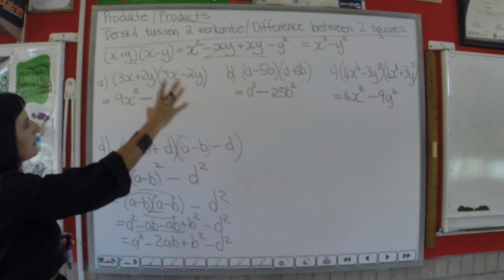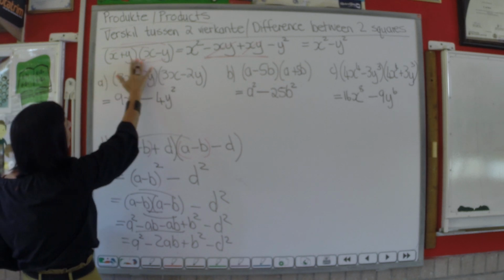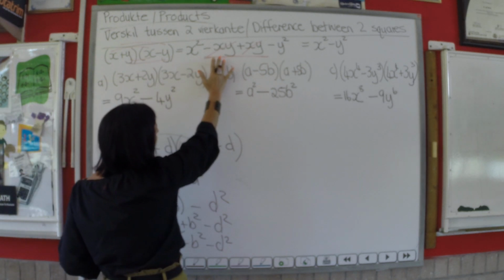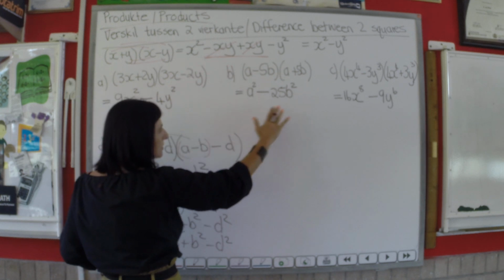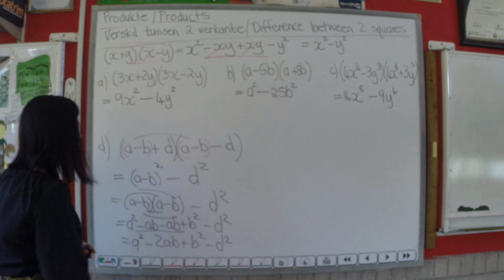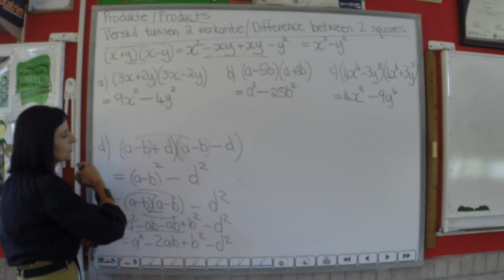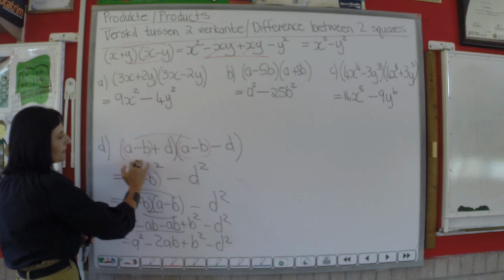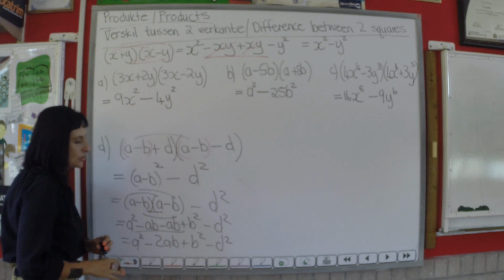Kom ons kyk mooi. As ek hierdie goedjies herken, hoef ek nie al daai werk te doen nie, dan kan ek dadelik die verskil tussen twee vierkante neerskryf. When you get something like this, you can make the sum easier by making it the difference between two squares.